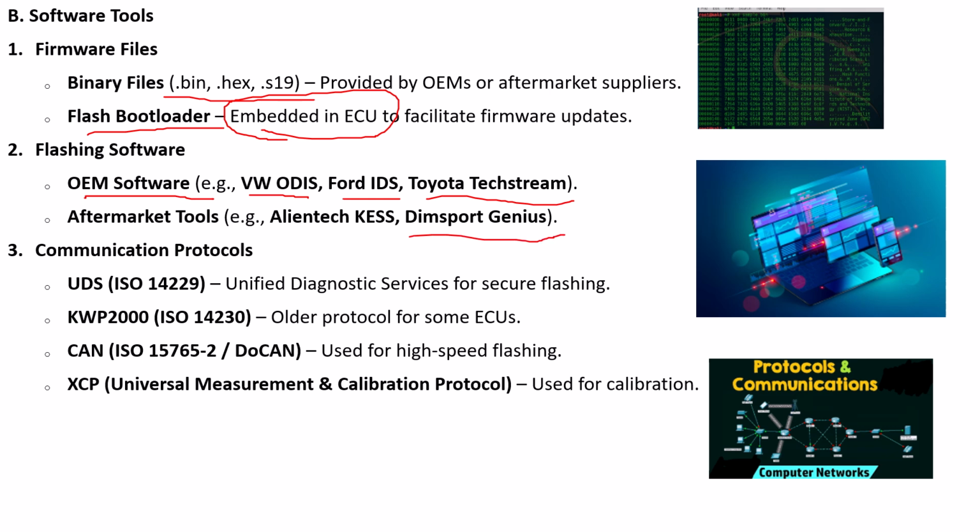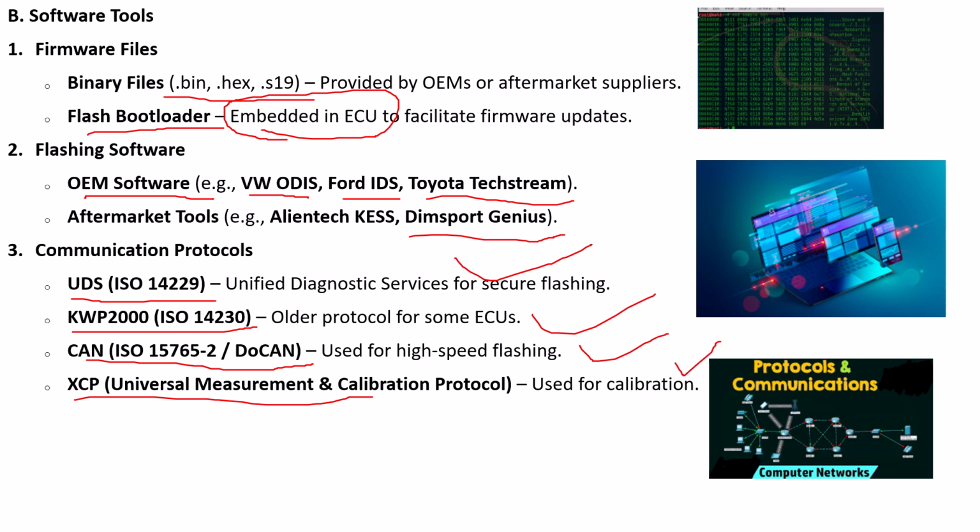Next come the communication protocols. These are the various communication protocols: UDS ISO 14229, KWP 2000, or CAN ISO 15765-2, or XCP. These are the various types of protocols used for diagnostic purposes, or older protocols for the same ECU, or high speed flashing, or high speed calibration. These are the various types of software tools that are currently being used.